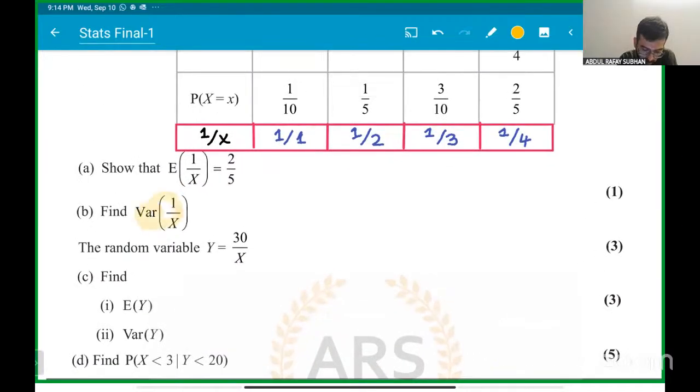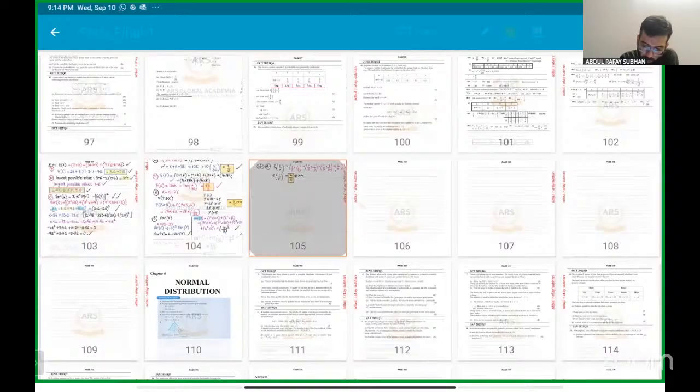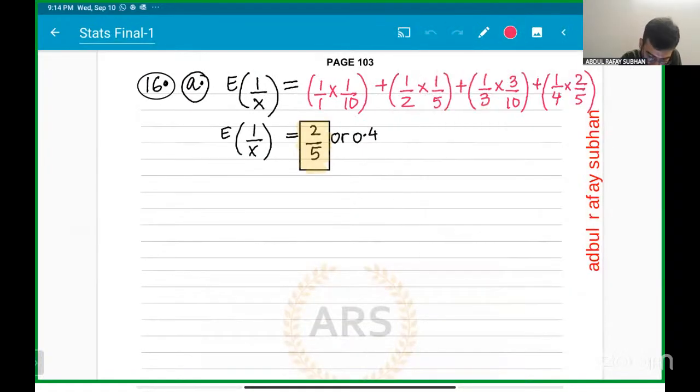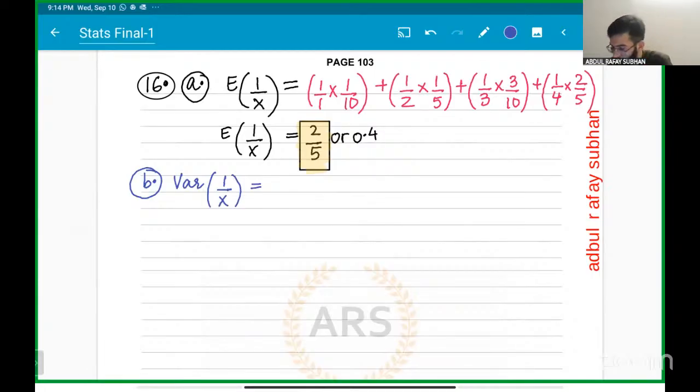Then we have to get the variance as well. Variance comes out with the same approach. Let's just take help from here. So part B is the variance. Mostly questions of this type are on mean and variance, the expected value. So how do you get the variance of 1 over x? Exactly the same approach. These values will all be squared.